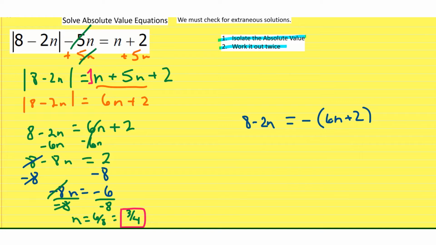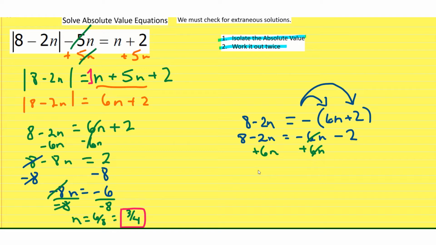So now let's work the other equation out over here. Same thing. The first thing I need to do in terms of order of operations is distribute this negative into the parentheses. So I'm going to have 8 minus 2n is equal to negative 6n minus 2. At that point, let's say plus 6n to move that over here with its like term. So plus 6n on both sides. Cancel, cancel. I end up with 8, and 6 minus 2 is a plus 4n. Plus 4n, and that's going to be equal to negative 2.